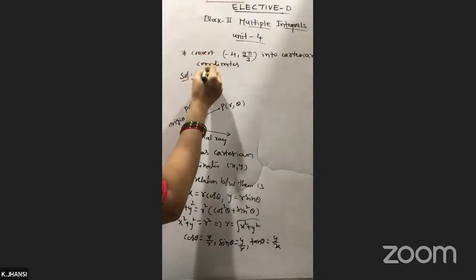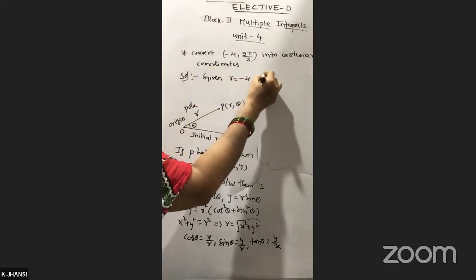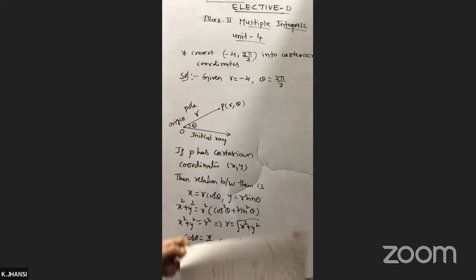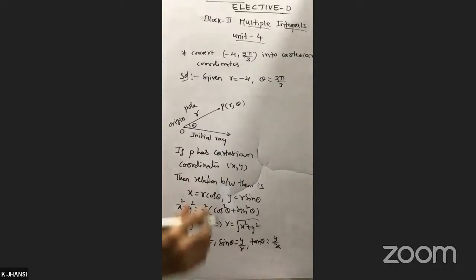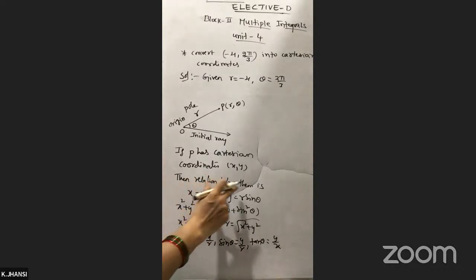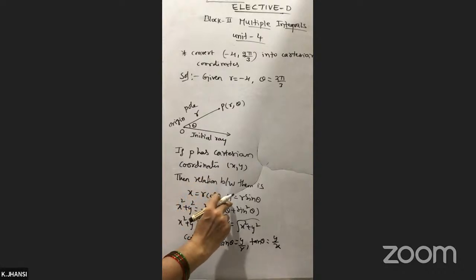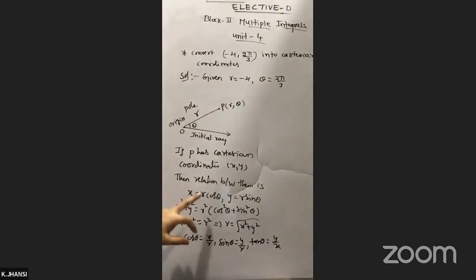So in the given question, whatever the values are, you write them. Given r equals minus 4, theta equals 2 pi by 3. Okay. So the relation between polar coordinates and Cartesian coordinates, just now we have seen, is x equals r cos theta, y equals r sin theta. So here we know the r value and theta value. If you substitute here, you will get the x and y values.